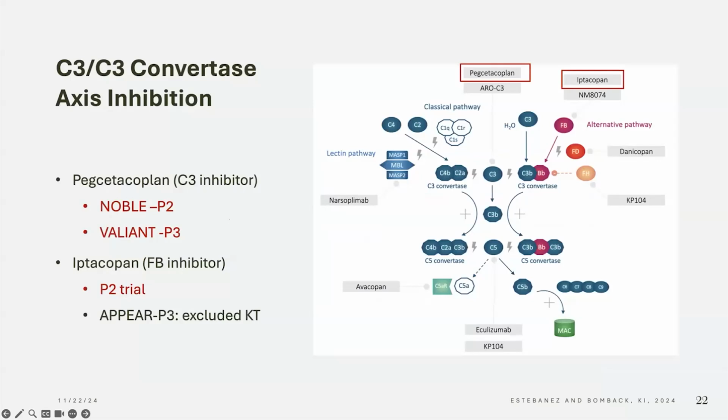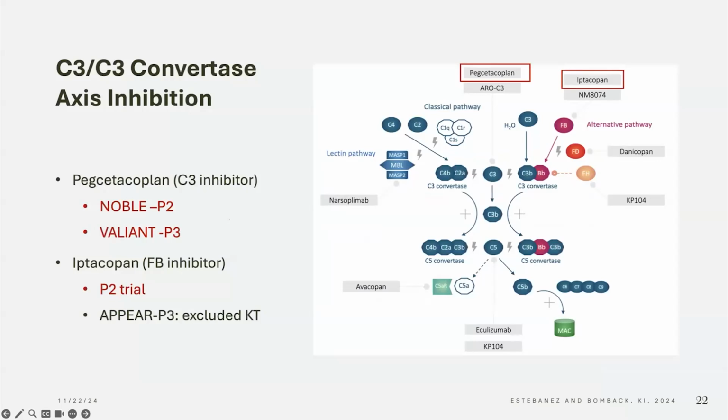Pegcetacoplan is a percutaneous injection. It binds to C3, inhibits C3 binding to C3 convertase, and results in blocking C3 cleavage from all three pathways. LOBA is the phase 2 trial. Valiant is the phase 3 trial.